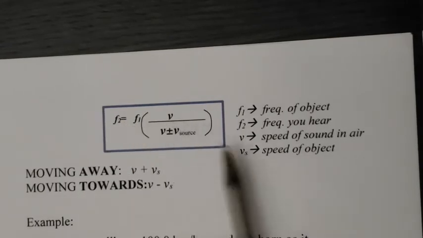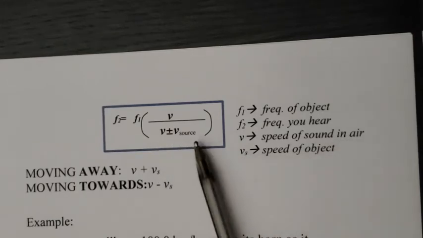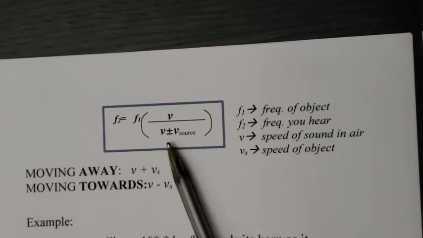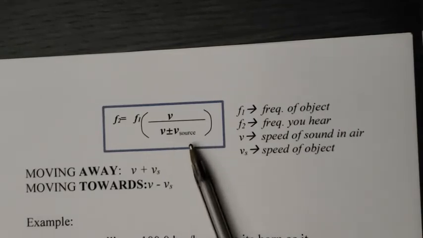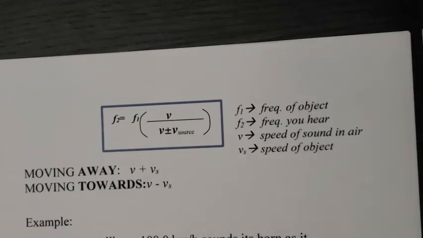V is simply the speed of sound in air. V source is the speed of the object. So if it's a car driving, hitting their horn, if they're driving at 80 kilometers per hour, that would be the speed of the source, except you have to change it to meters per second. Now, the plus or minus is determined by whether the object is moving towards you or away. If the object's moving away from you, then we put the plus in. If it's moving towards you, we put the minus in. So the only difference if they're moving towards or away is this plus or minus.